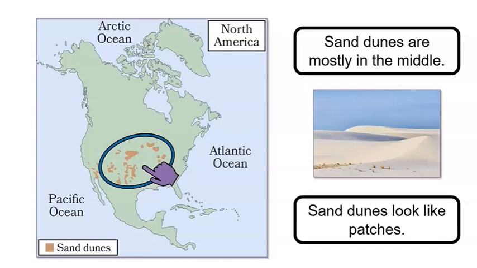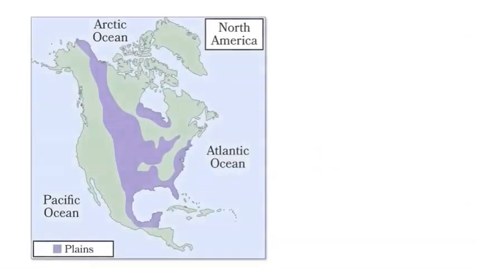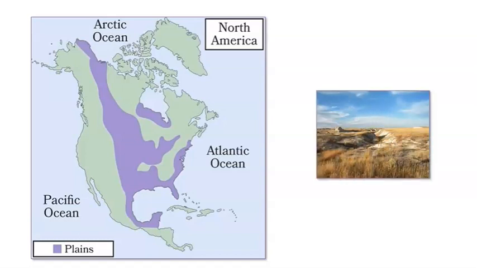Now that we know where there are mountains and sand dunes in North America, let's look at our third map. This map shows the plains in North America. Plains are large areas of mostly flat land. The plains are marked in color on the map. Where do you see plains on the map? Point to where you see them.